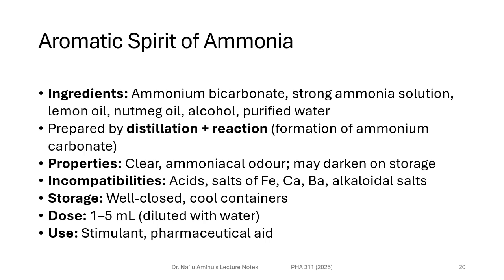The first one is aromatic spirit of ammonia. This aromatic spirit of ammonia contains ingredients such as ammonium bicarbonate, strong ammonia solution, lemon oil, nutmeg oil, alcohol, and purified water. Simply, it is prepared by distillation and a kind of chemical reaction, formation of ammonium carbonate during the process. In terms of properties, usually spirits are clear, so it has to be clear. It has an ammoniacal odor, but remember that it may darken on storage, so care has to be taken. It has to be protected from light.